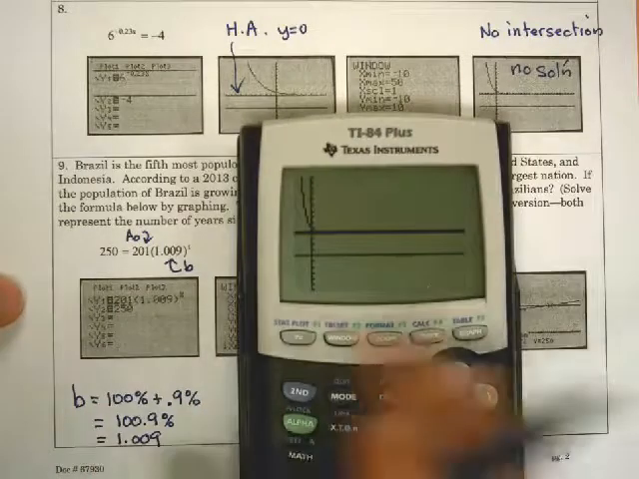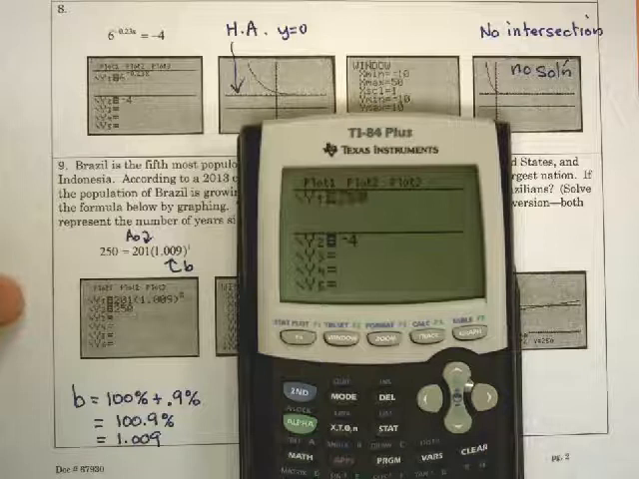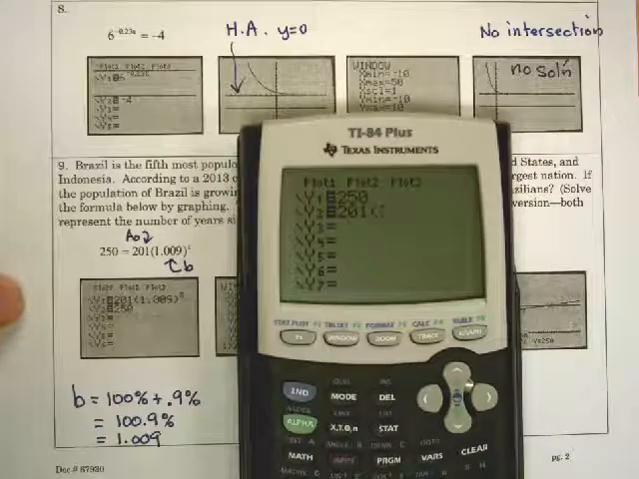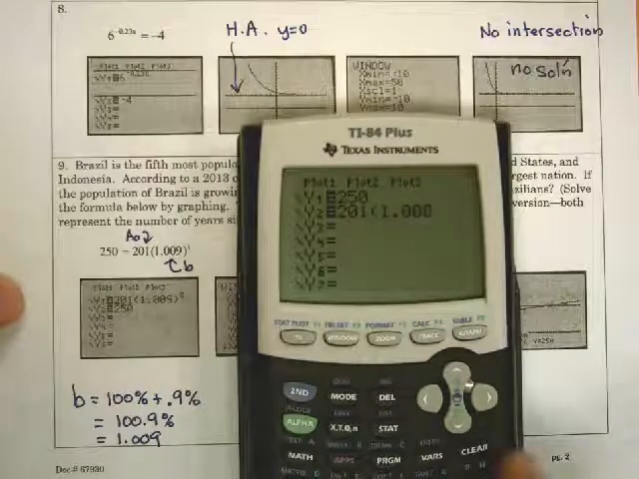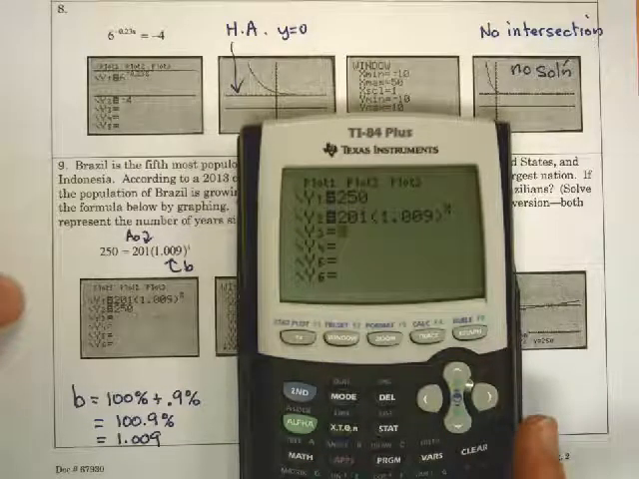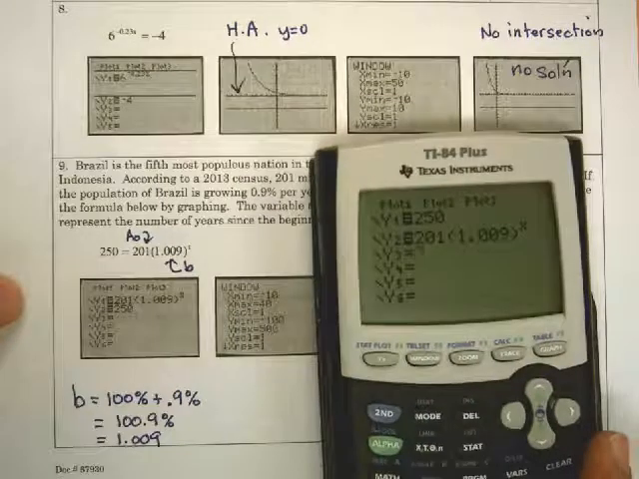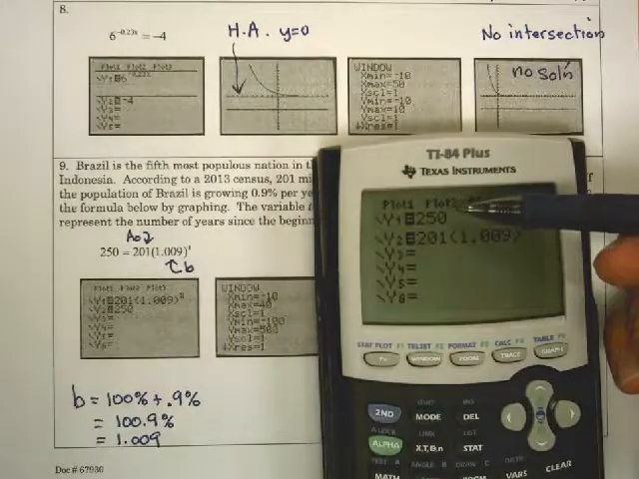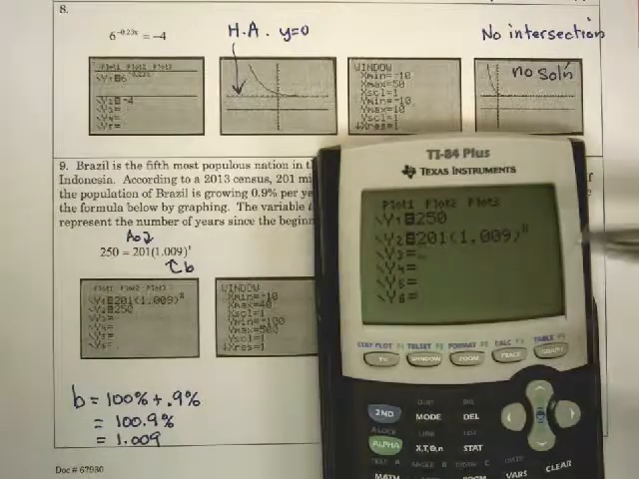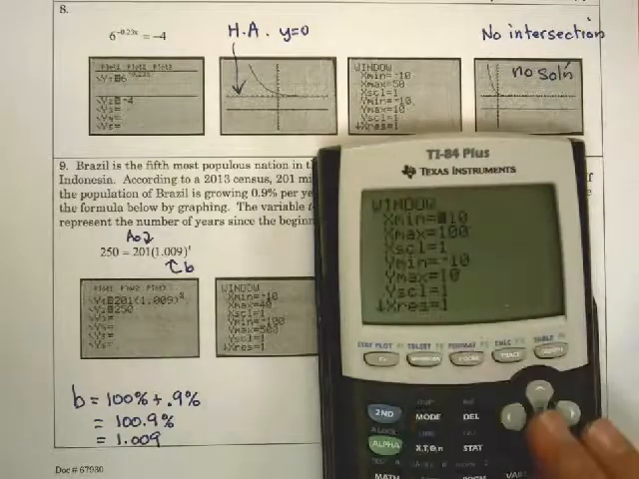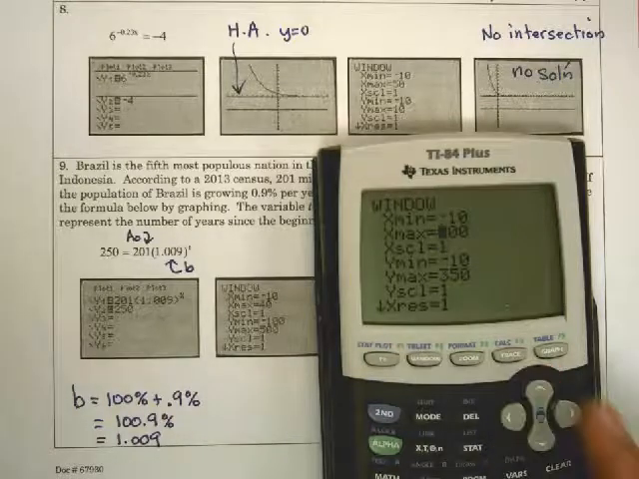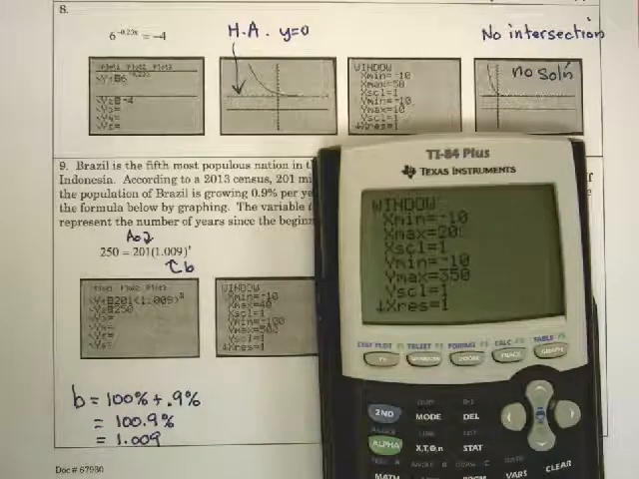We're going to set up the left side at 250 million. And the right side has a 201 million with a growth factor of 1.009, and we're going to have to use x instead of t, but we've got it set up here. Now you have to think about this for a minute here. This is a horizontal line way up at 250. So we want a y max that's higher than that. And so I'm going to go down here and go 350. And I don't think it's going to take 100 years to do this, so I'll try 20 to start with.